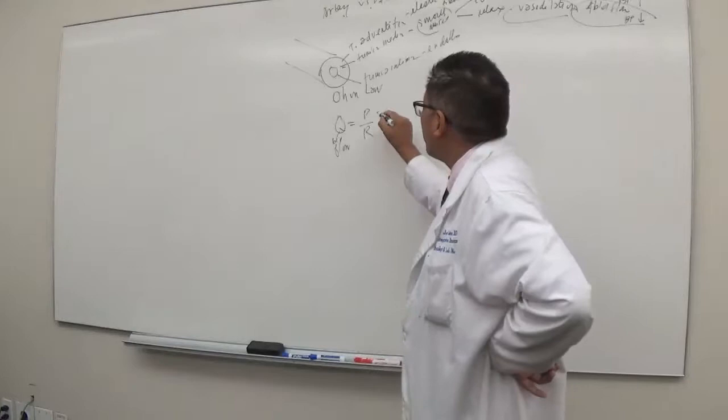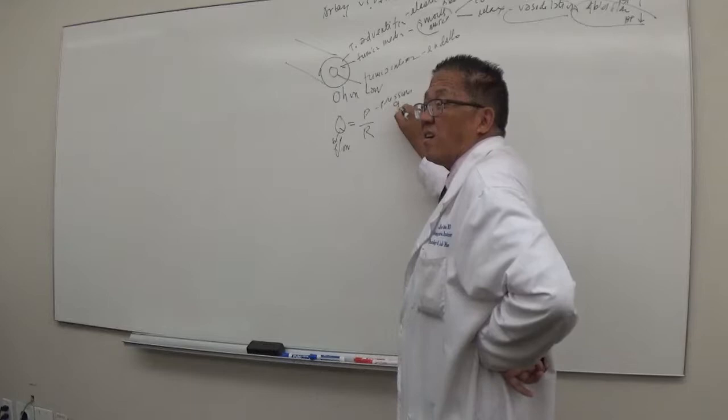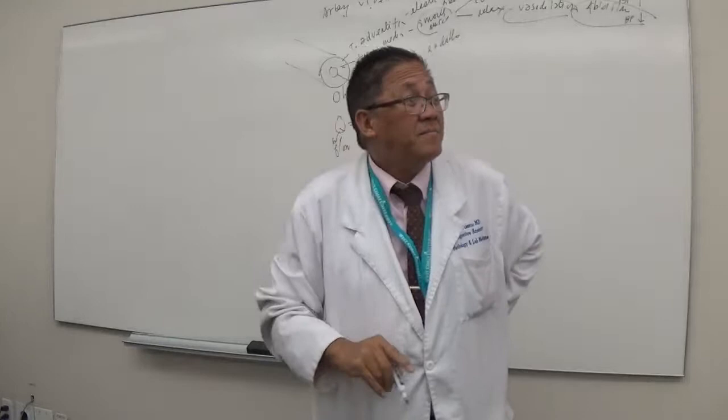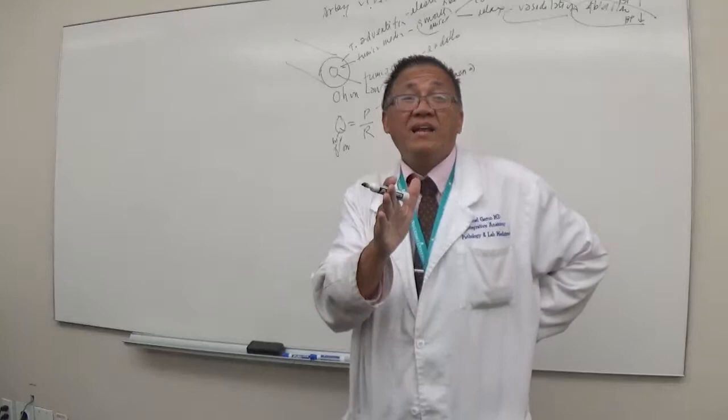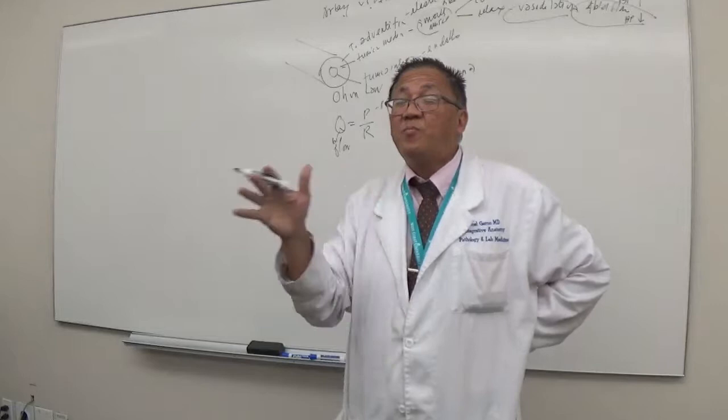Pressure gradient. You know what the word gradient means? Difference, basically. It means one side has to be higher pressure and the other lower pressure. Where do you think the blood will flow? From high pressure to low pressure or low pressure to high pressure? From high pressure to low pressure.